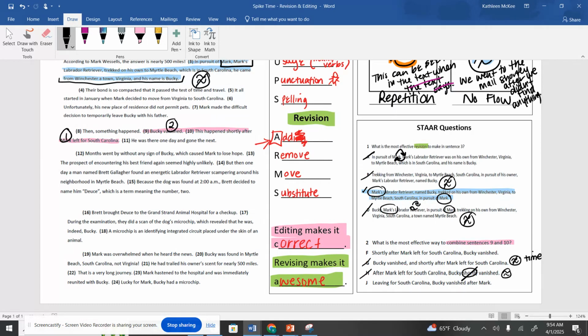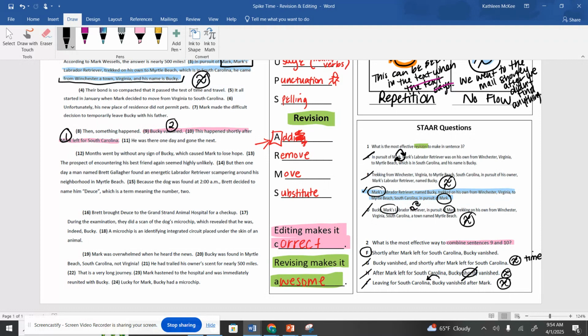J, leaving for South Carolina, Bucky vanished after Mark. Again, this is no flow because the way it's worded makes it sound like leaving for South Carolina, Bucky was the one who left for South Carolina. So like Bucky gets in his little car and drives away, right? So the answer would have to be F.